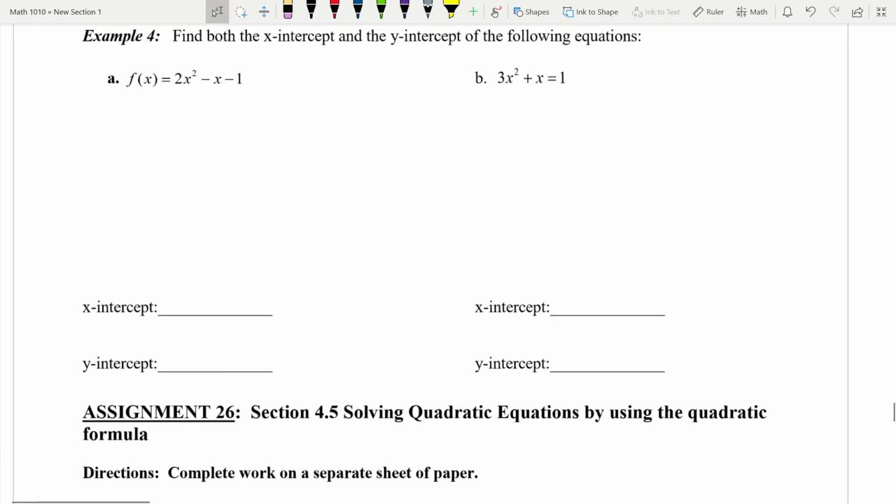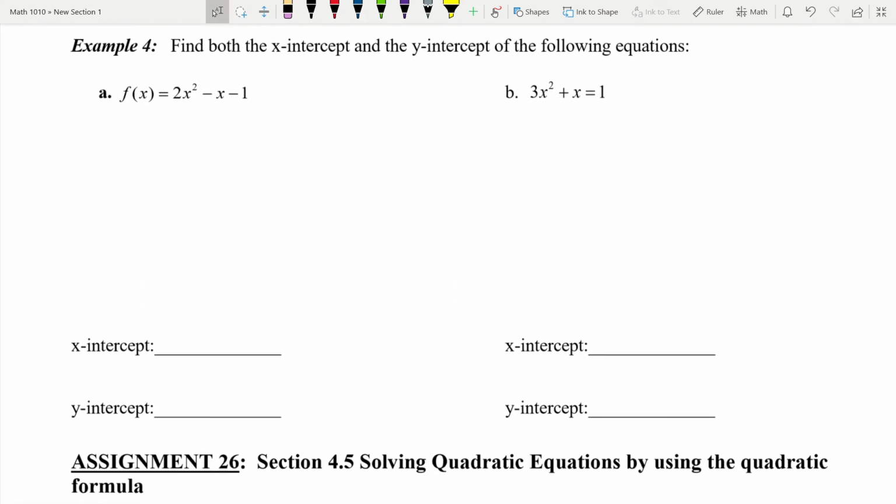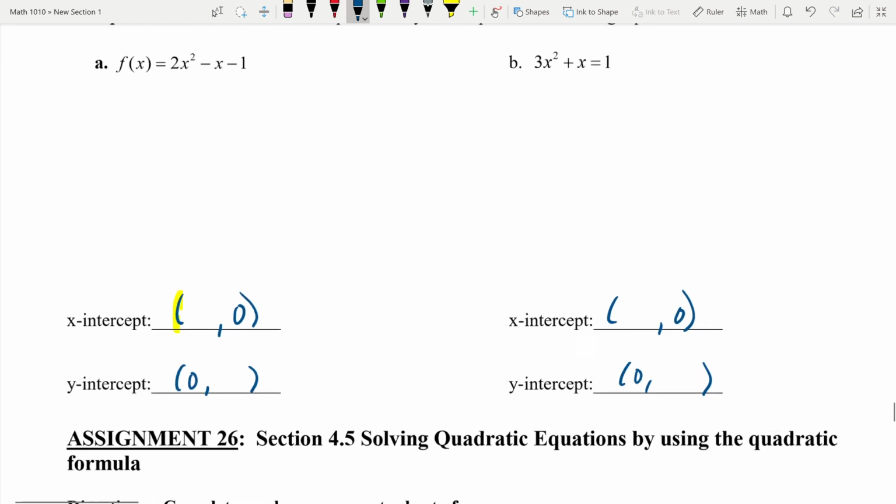Okay, find the x-intercepts and y-intercepts. Okay, so let's set ourselves up down here. So guys, to find the x-intercept, you're going to let y be a 0. So both of these are ordered pairs with y being a 0. To find the y-intercept, you're going to let x be a 0. Let's do question A, and let's do the y-intercept first.